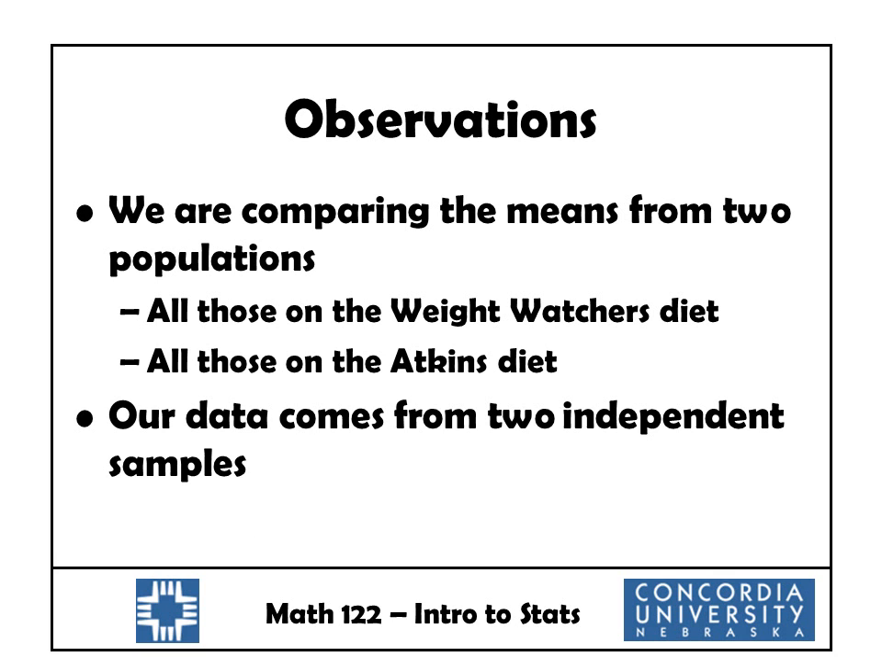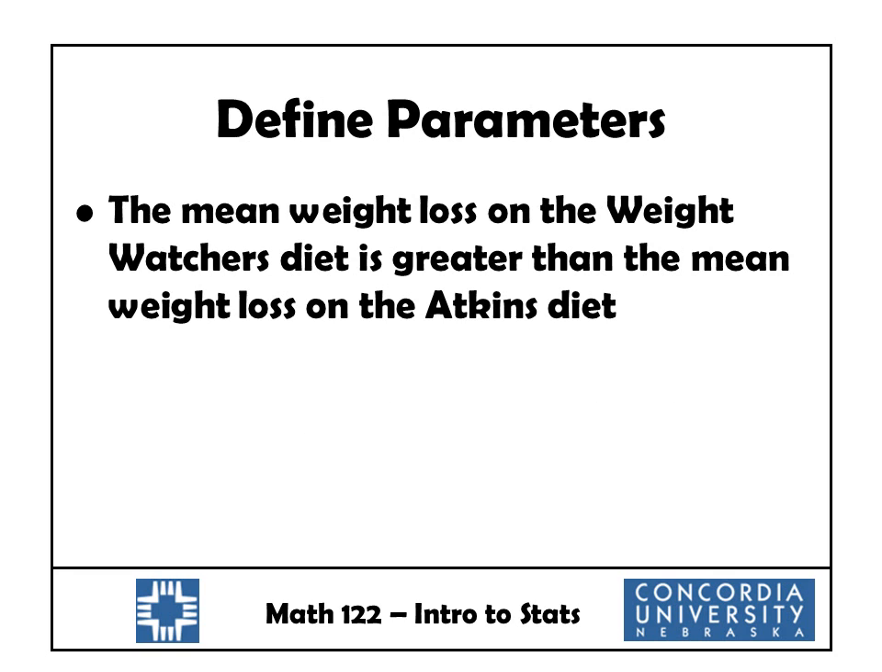Make a couple of observations here. First of all, we are comparing the means from two populations, all those on Weight Watchers and all those on the Atkins diet. Those are our two populations. Our data comes from two independent samples. We have the 40 people who took Weight Watchers, that's our first sample, and then the 40 people who took Atkins, that's our second sample. They're independent because what happens to one sample has no effect on what happens to the other.